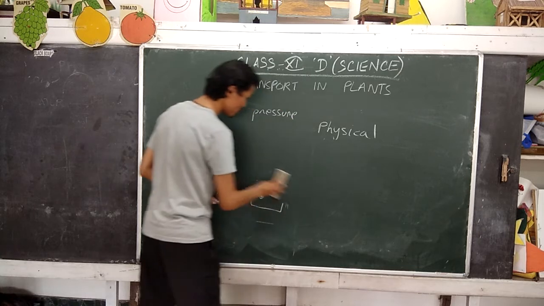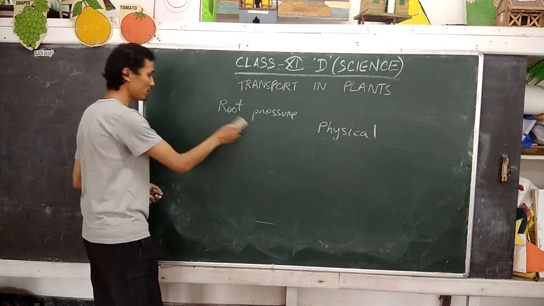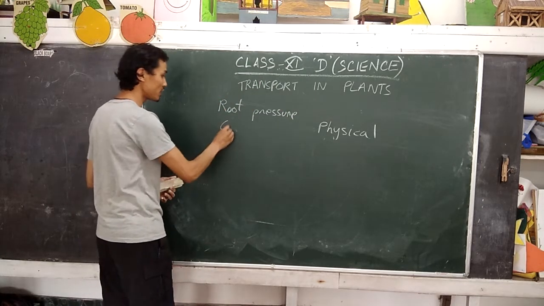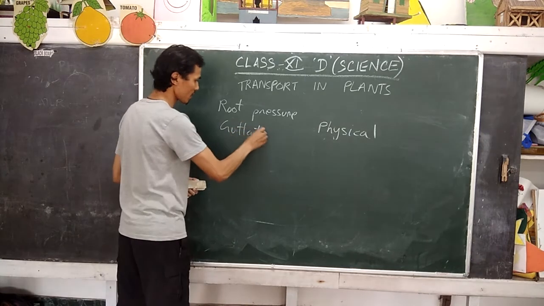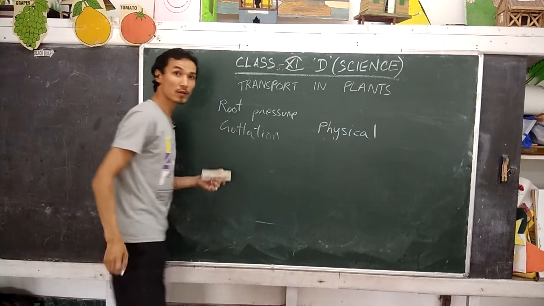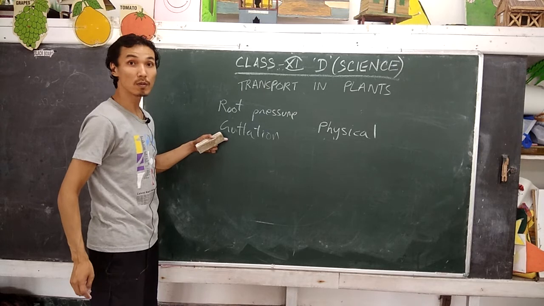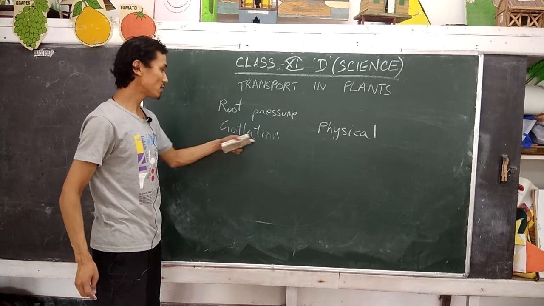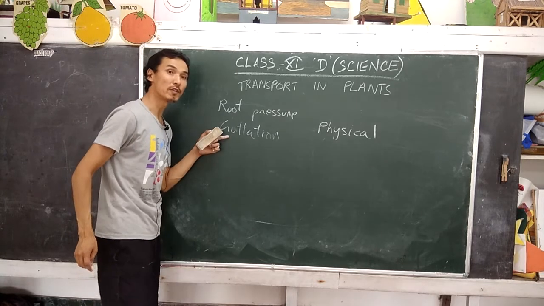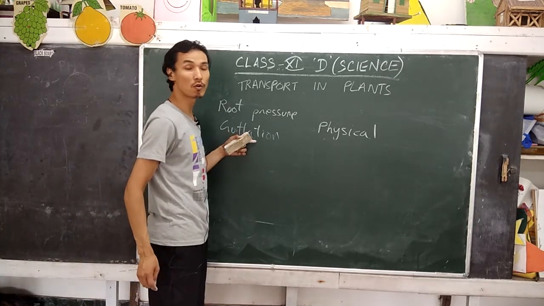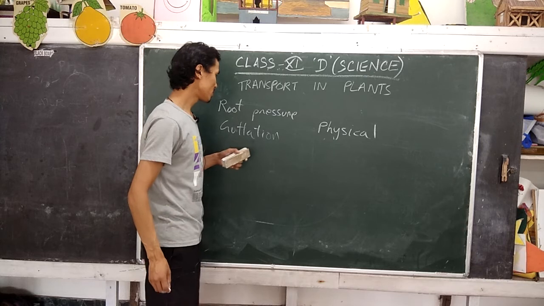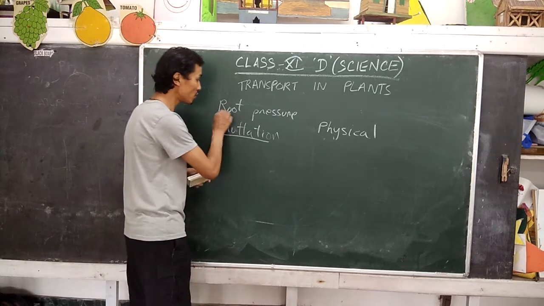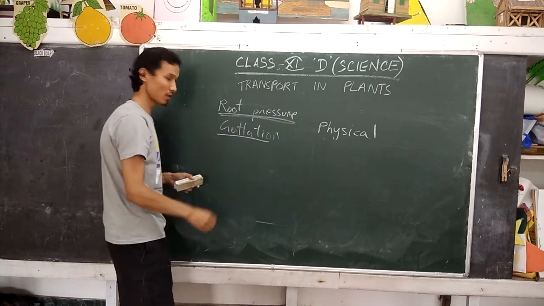Again, there are further proofs of root pressure theory, like guttation, which you have all heard about. Guttation is nothing but the loss of water molecules from the edges of the leaves. And this loss of water from the edges of the leaves occurs through special pores called hydathodes. So again, guttation is due to root pressure.